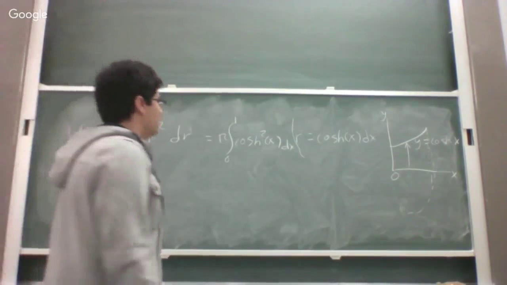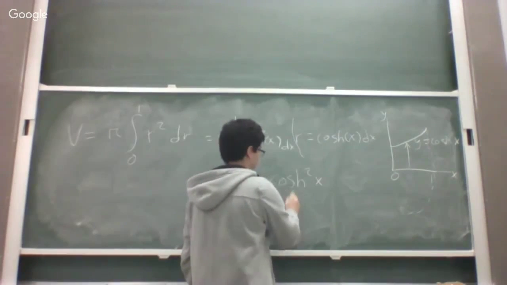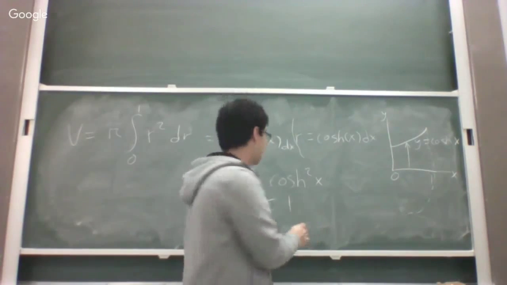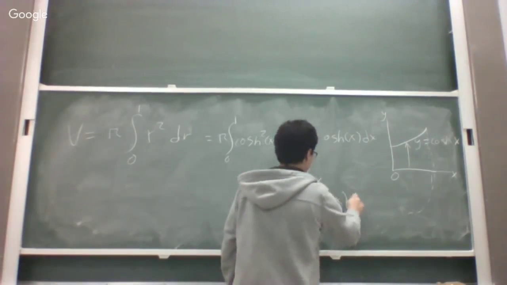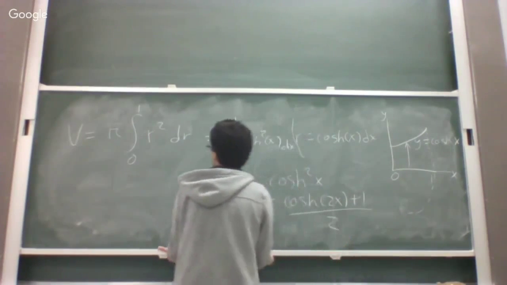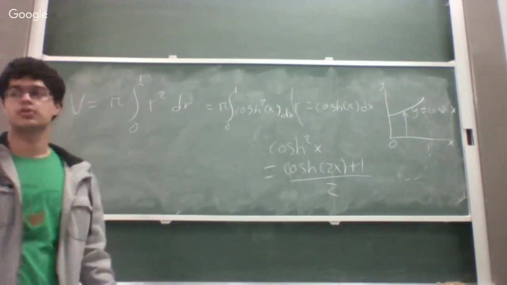Then you just do it regularly. Like the example I showed you before, cosh squared x is equal to cosh of 2x plus 1 over 2. And you do the substitution, and it's just solving the integral.